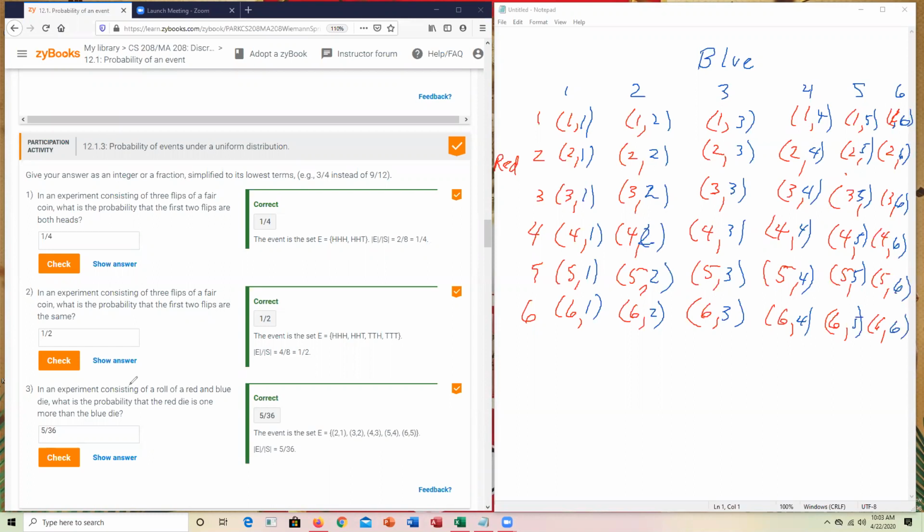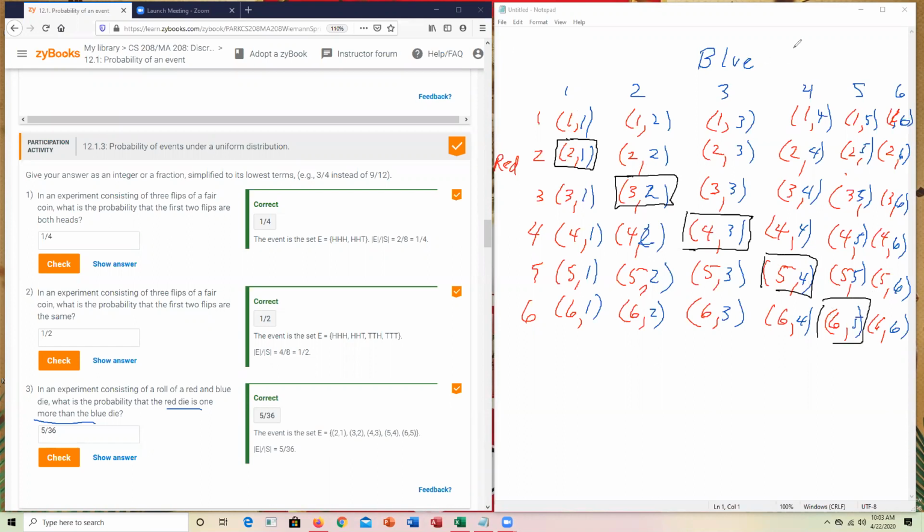Okay, so again, it says red one more than blue. Well, where does that occur? Well, change the color here. Red is 2, blue is 1. That is, red is one more than blue there. For the rest of that column, that doesn't occur. For the 2, red is 3, blue is 2, one more there. And then you'll notice this diagonal is where the remaining ones are going to occur here. The 5, 4, and the 6, 5.